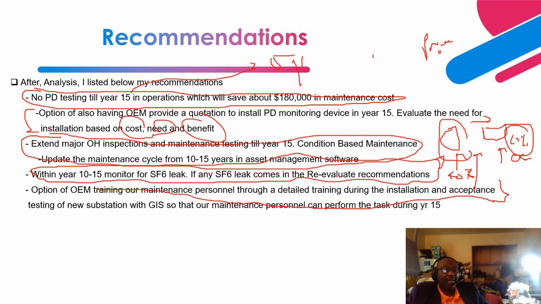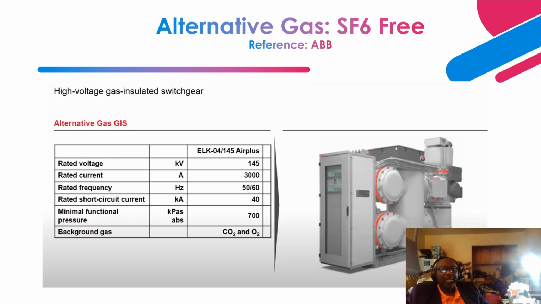After that, I went back and changed the maintenance cycle from 10 to 15 years in the asset management software. Right. So next slide.